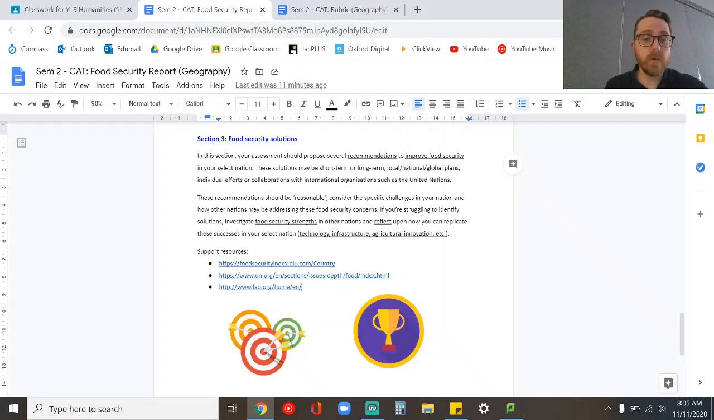They can be local, national, or global efforts. They can be individual efforts by just your country, or you can collaborate. You can recommend that another country helps you, or another organization like the United Nations come in and help you with food security. So there are lots and lots of ways to address these challenges. You just need to make sure that they are reasonable.